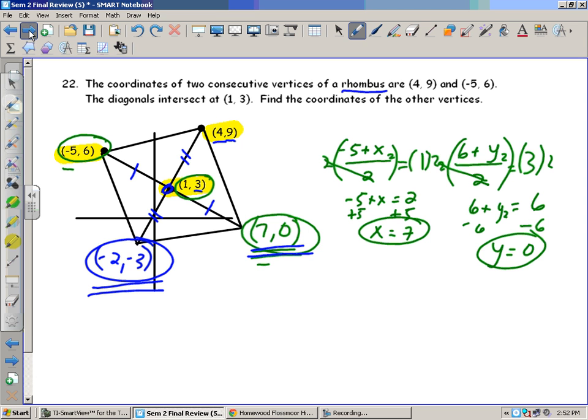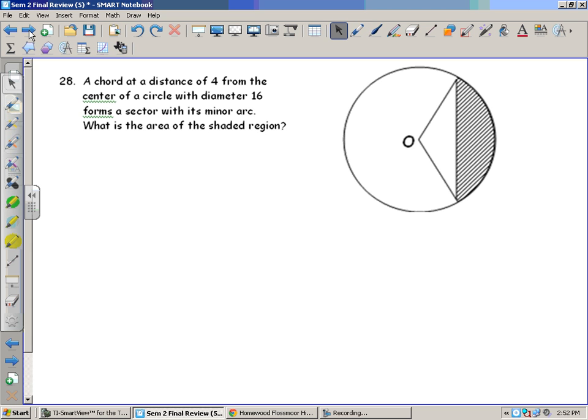That was 22. Here's 28. Okay, a chord that is a distance of 4 from the center, with a diameter of 16. Well, the information here tells you this is 4, and if the diameter is 16, I know that the radius has got to be half that. Okay, it forms this sector with a minor arc. What's the area of the shaded region? So the radius is 8.